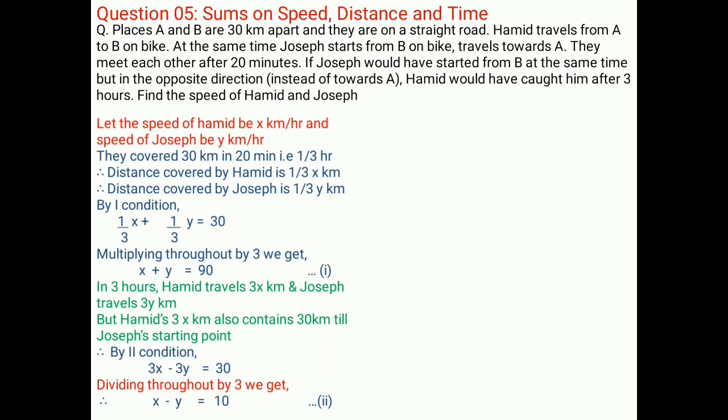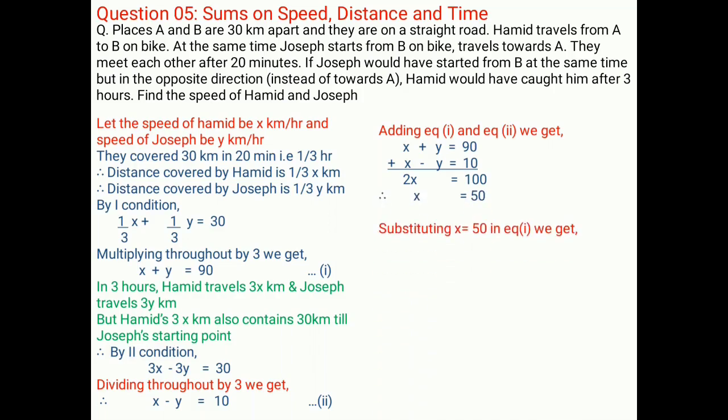Dividing throughout by 3, which is common in the equation, I get x minus y is equal to 10. This becomes my equation number 2. Adding 1 and 2, since the coefficient of y is same but with different signs, I get x plus y is equal to 90 plus x minus y is equal to 10. Adding causes elimination of variable y, and I get 2x is equal to 100. Therefore, x is equal to 50.